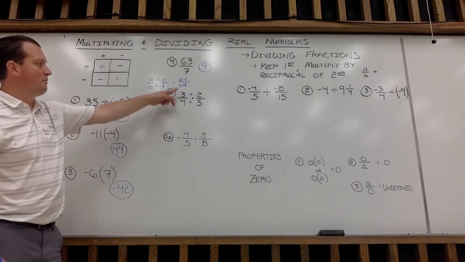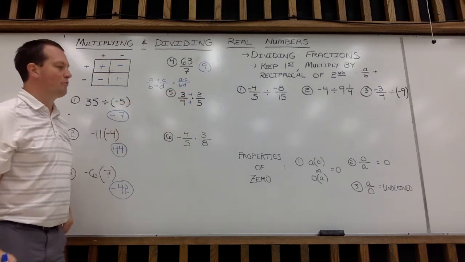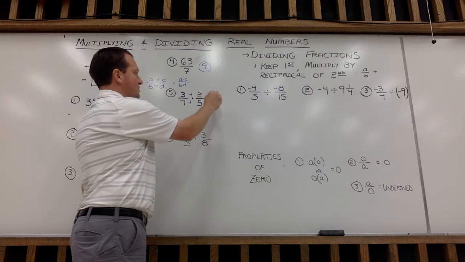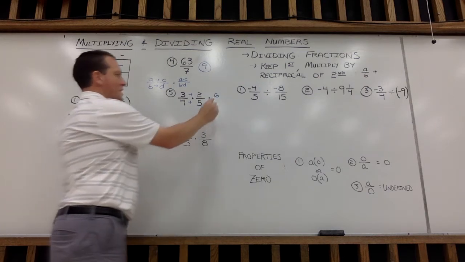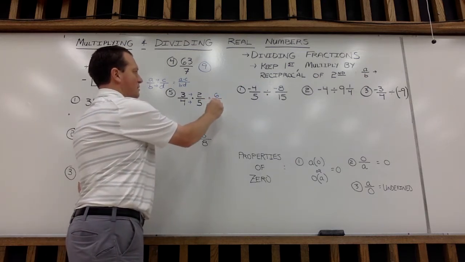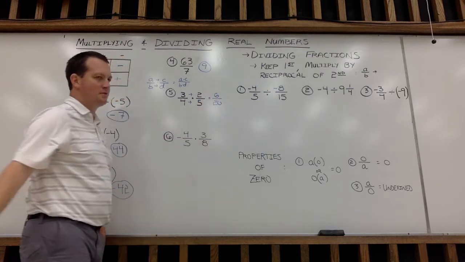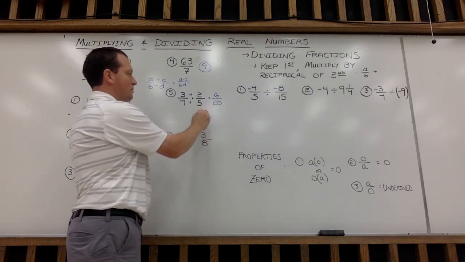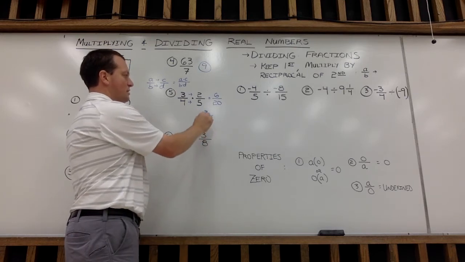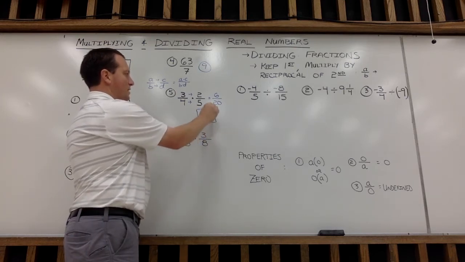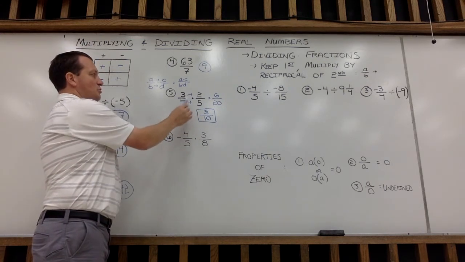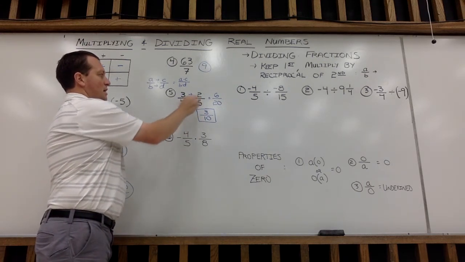So on example 5, 3 over 4 times 2 over 5, 3 times 2, I'm going to get 6. 4 times 5, I'm going to get 20. And of course I can reduce this dividing by 2. 6 divided by 2 is 3. 20 divided by 2 is 10. So 3 over 10.